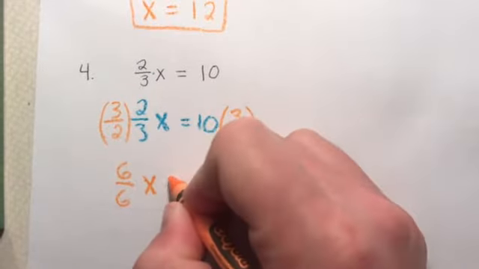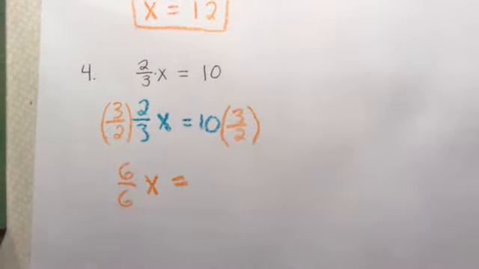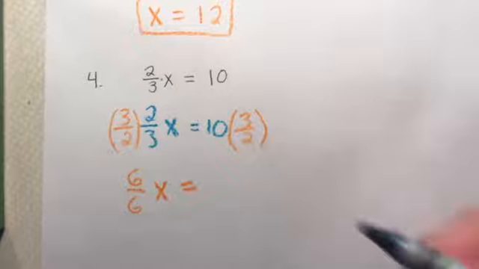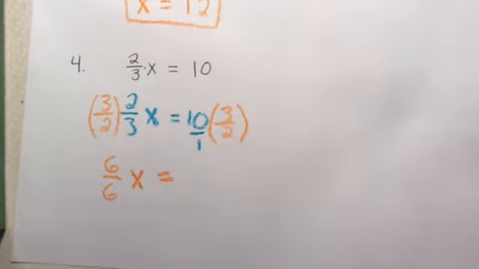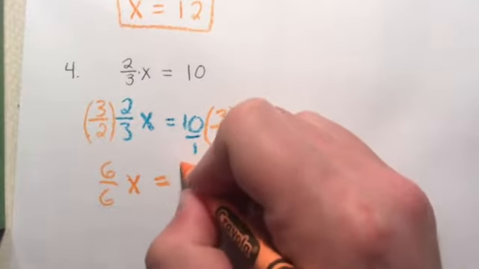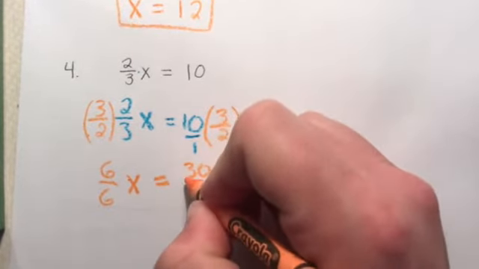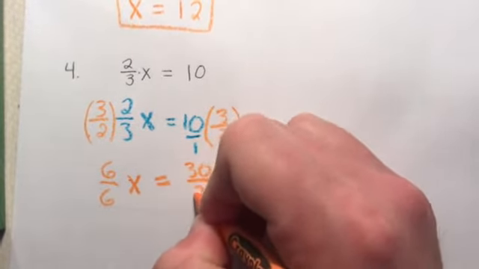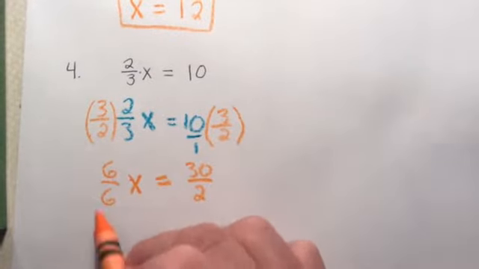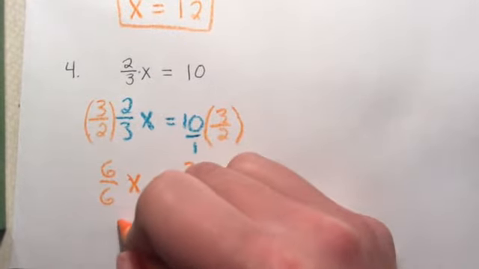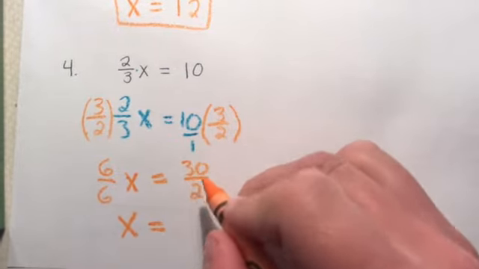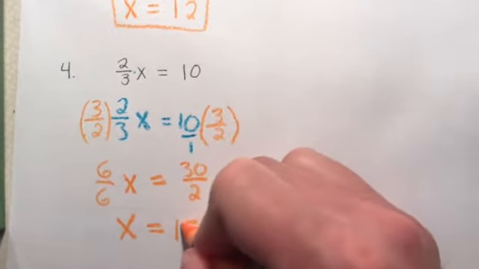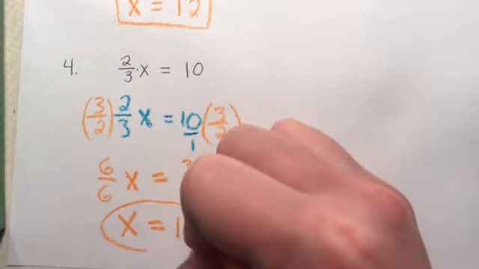X is equal to, I know that some of you like to think of 10 still as just 10 over 1 and multiply straight across. And we'll get 10 times 3 is 30. 1 times 2 is 2. And 6 divided by 6, that's just 1. 1 times x, that's just x, is equal to 30 divided by 2 is 15, and I circle my answer.